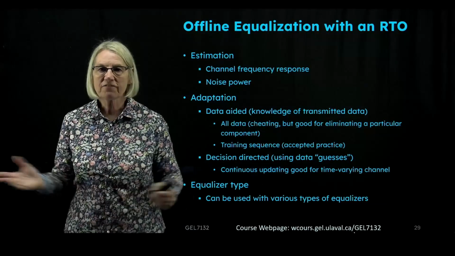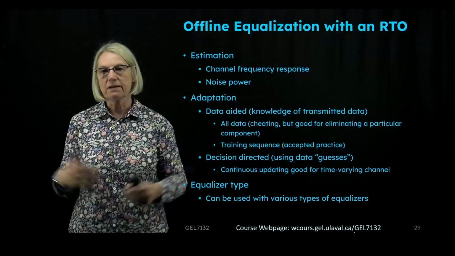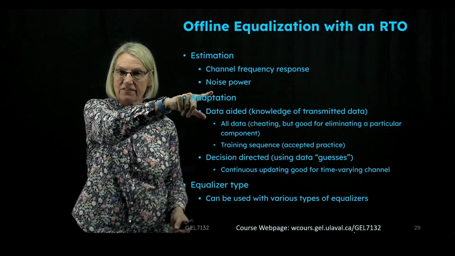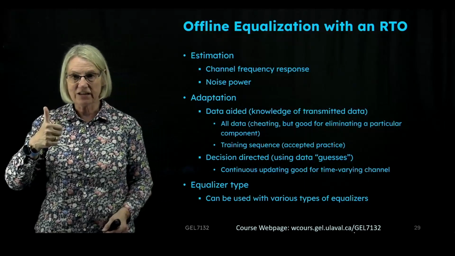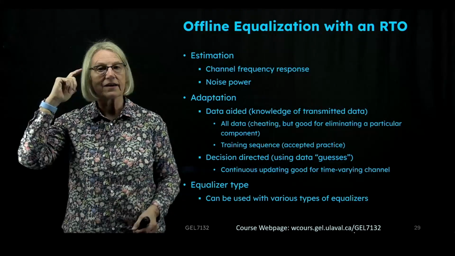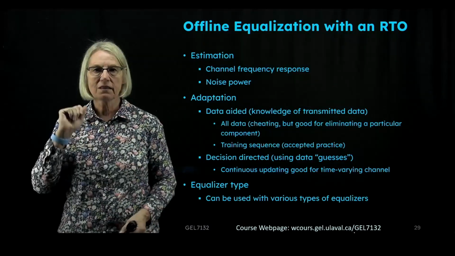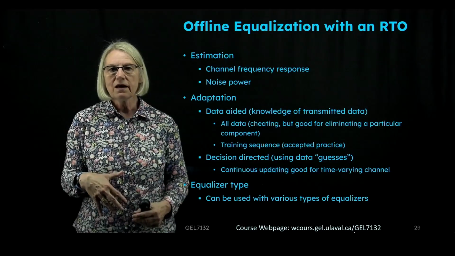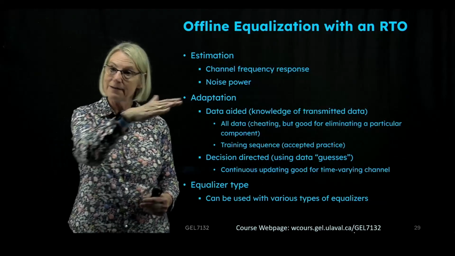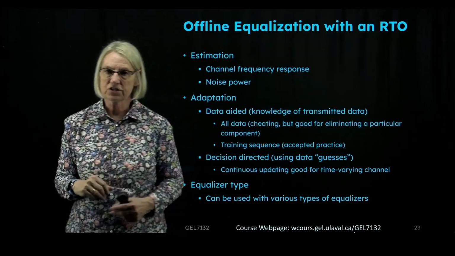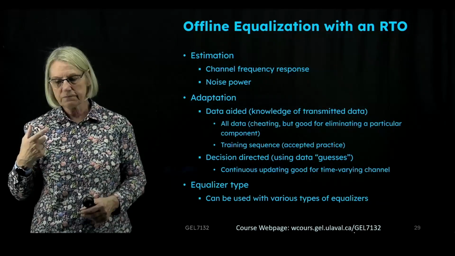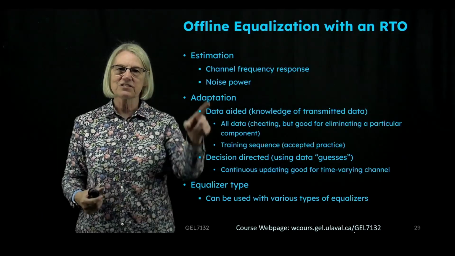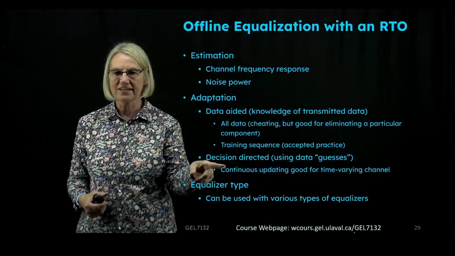So, offline equalization with an RTO can be done in many ways. One way is estimation of the channel and the noise power. If I estimate the channel frequency response and the noise power, I can calculate what would be the minimum mean squared error equalizer. Of course, that might be one way of doing it, but another way is adaptation, to find the coefficients of the MMSE filter by doing either data-aided or decision-directed.